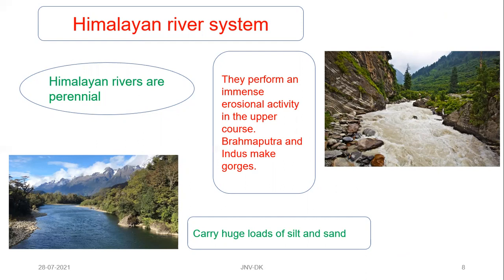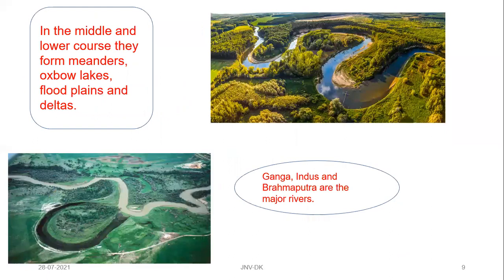In the middle and the lower course, these form meanders, oxbow lakes, floodplains, and deltas. Ganga, Indus, and Brahmaputra are the major rivers. Students, these are actual pictures of India. This is how beautiful India really is. We don't need to visit a foreign land to enjoy the natural beauty.